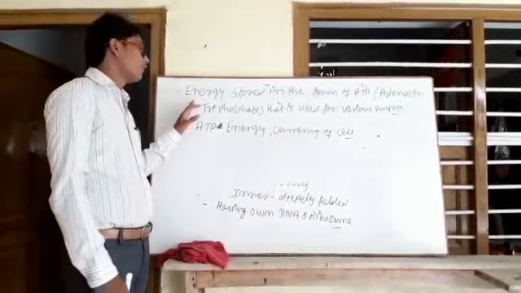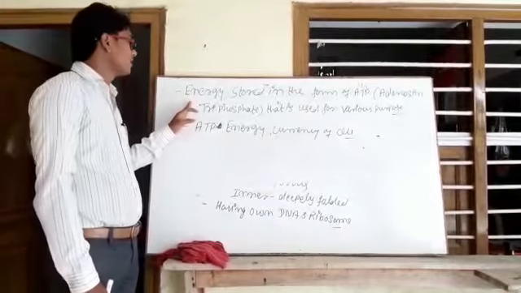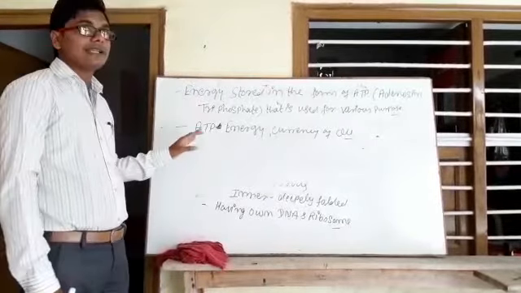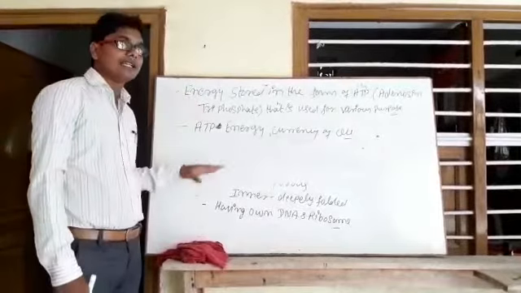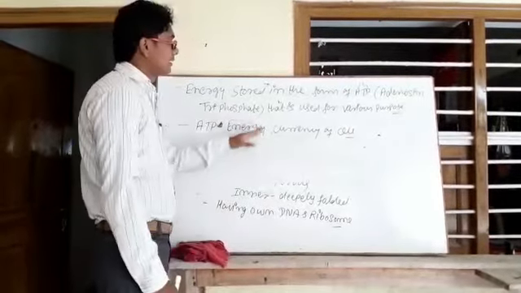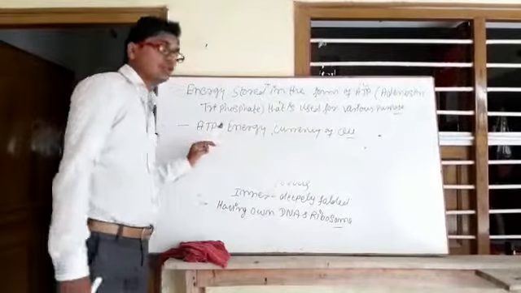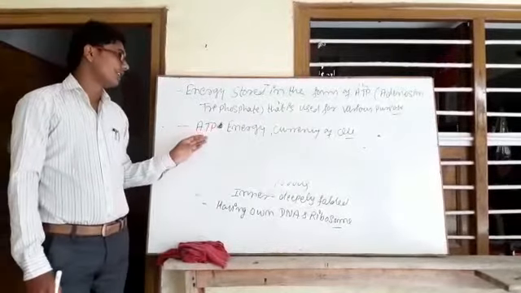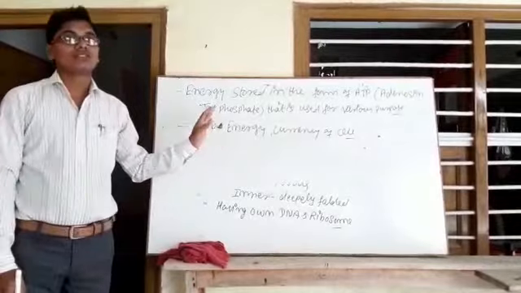During activities of life, mitochondria provide energy in the form of ATP, that is adenosine triphosphate, that is used for various purposes. So mitochondria is known as the energy currency of the cell.